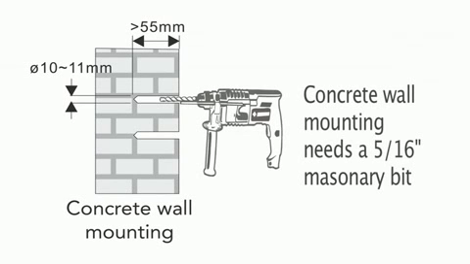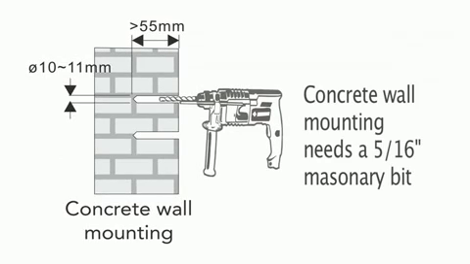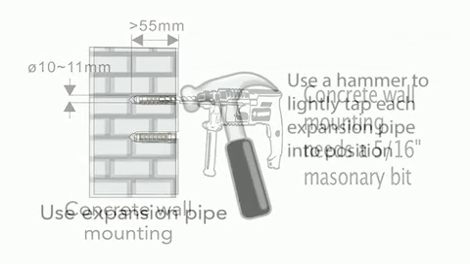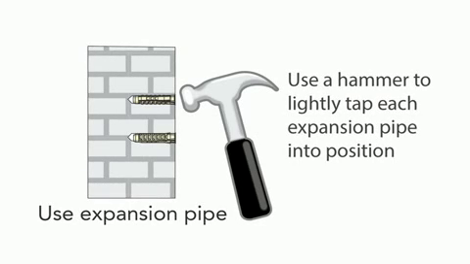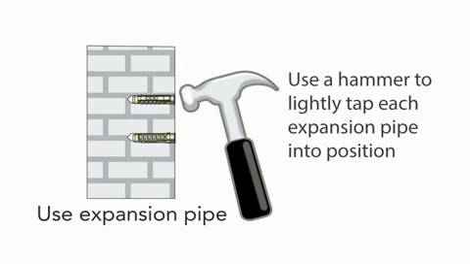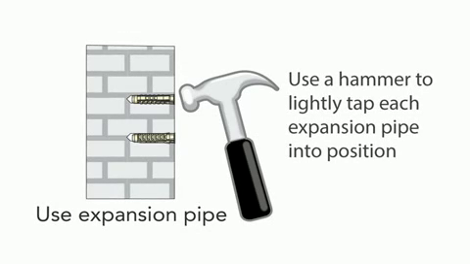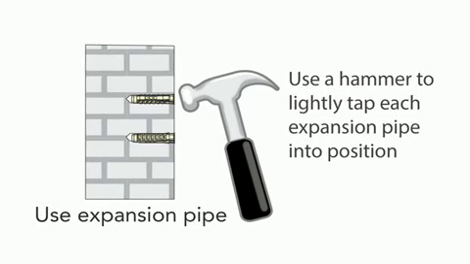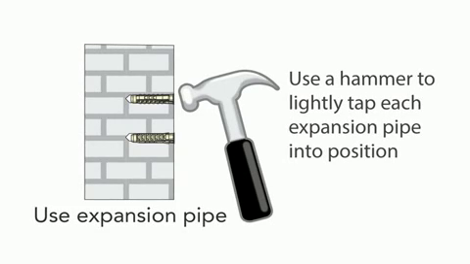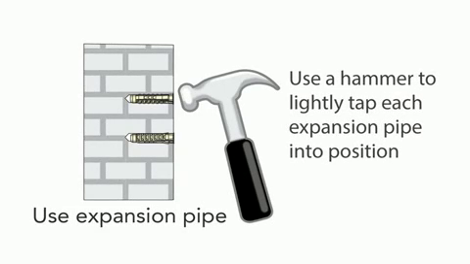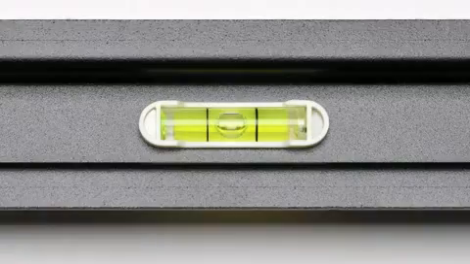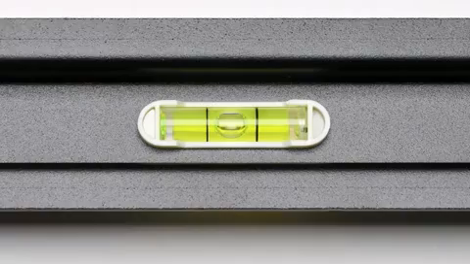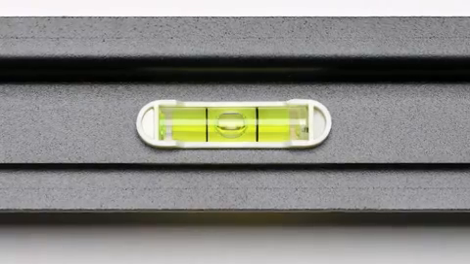For concrete mounting, insert four 10mm expansion pipes into the mounting holes. If necessary, a hammer can be used to lightly tap each expansion pipe into place so that they are flush with the wall. Once all the expansion pipes are in place, move the wall bracket into position, attach the M6x55 screws onto the expansion pipe. Do not flip the long mounting bar down yet. Refer to the level on the mount. Once the mount is level, then tighten down all the screws.